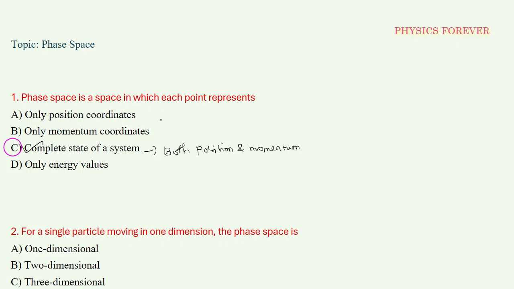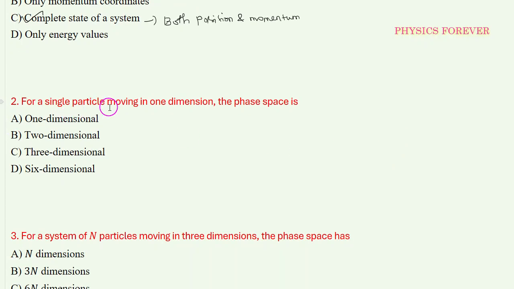Most important for phase space: in ordinary space, we choose only the position coordinate. In phase space we have to choose the complete state of a system, both position and momentum. Most important.